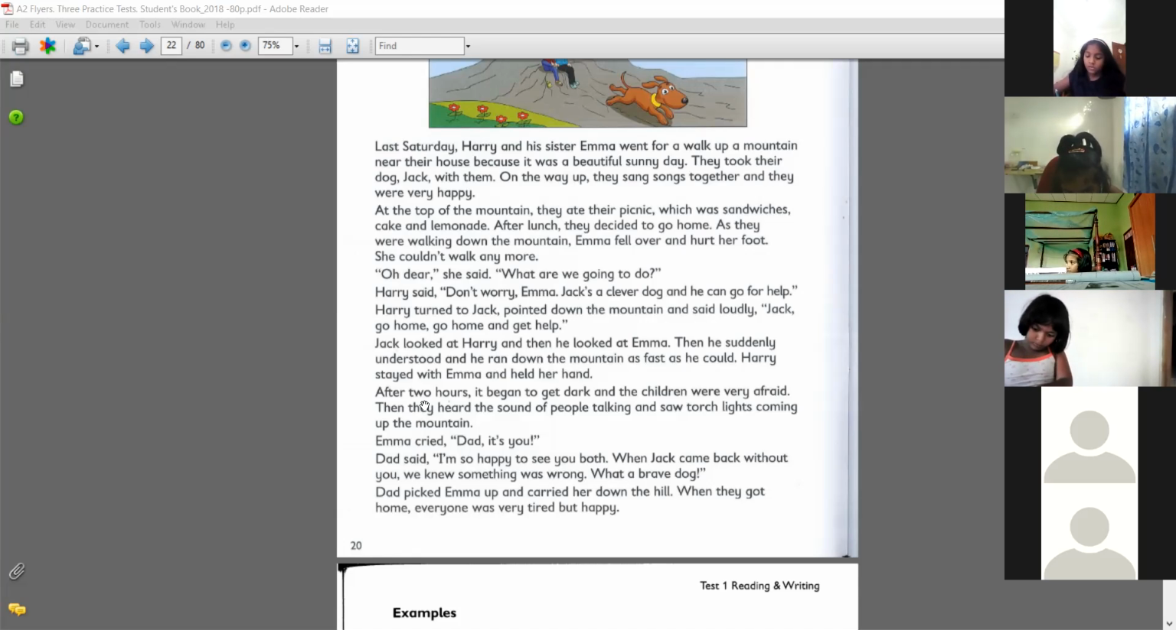Then they heard the sound of people talking and saw torchlights coming up the mountain.